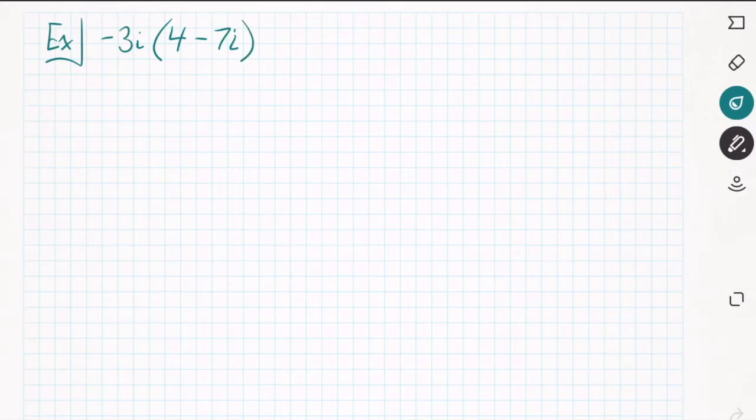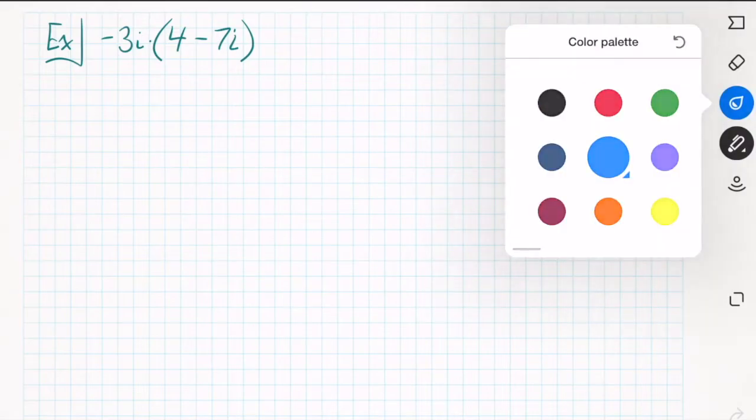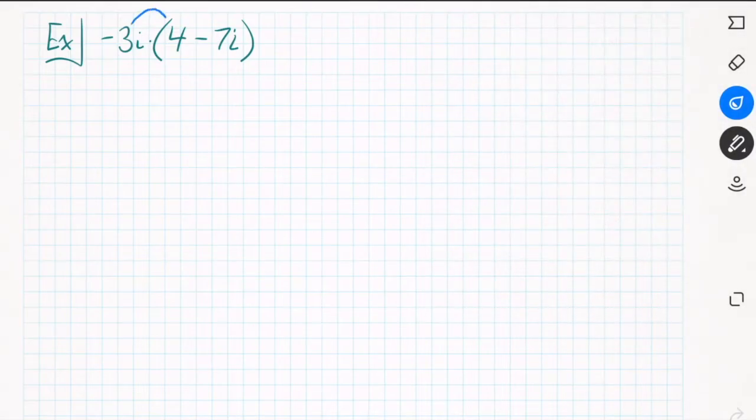So for example, if we have negative 3i times (4 minus 7i), we're still going to treat this as a monomial times a binomial and distribute. So we're going to get negative 3i times 4, and I'm going to, again, just write this all out so you can see all the pieces, plus negative 3i times negative 7i.